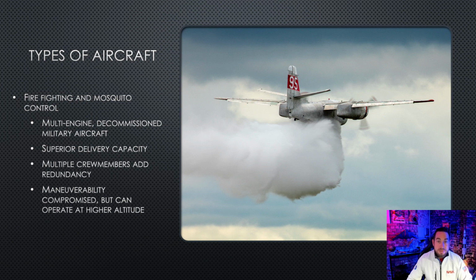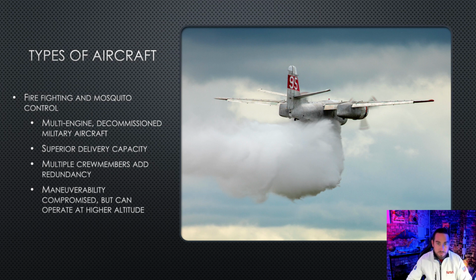The other thing is that multi-engine aircraft typically allow for a larger capacity. If you're talking about firebombing, you want to shove as much fire retardant or water as you can into these things, and multi-engine aircraft tends to give you a little bit more cargo space for that. It also offers multiple crew members, which takes a little bit of the pressure off of pilots in this case. So if you have multiple crew members, you've got more redundancy built in, and that's coupled with the redundancy of multiple engines. Maneuverability is a little bit compromised with these. They're not as agile as single-engine aircraft for the most part, but they can operate at a higher altitude, so it gives you a built-in safety factor there. And with firebomber aircraft, you're not really as worried about getting them low to the ground to deliver the payload.